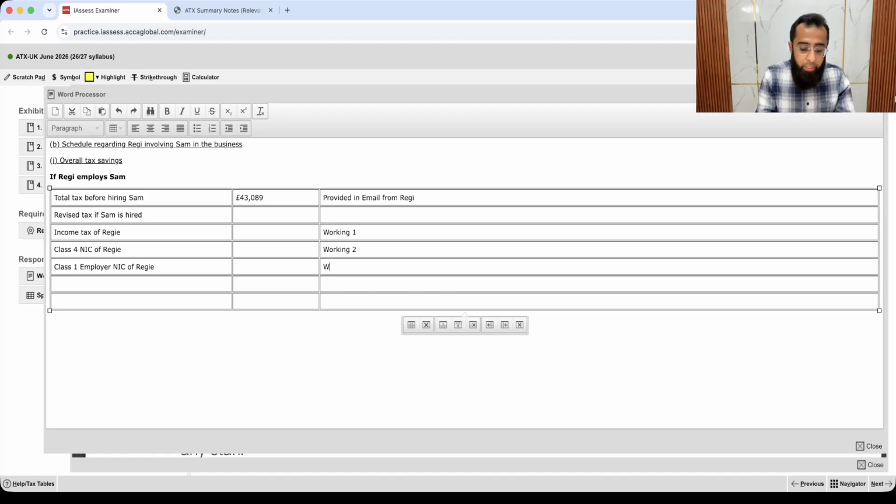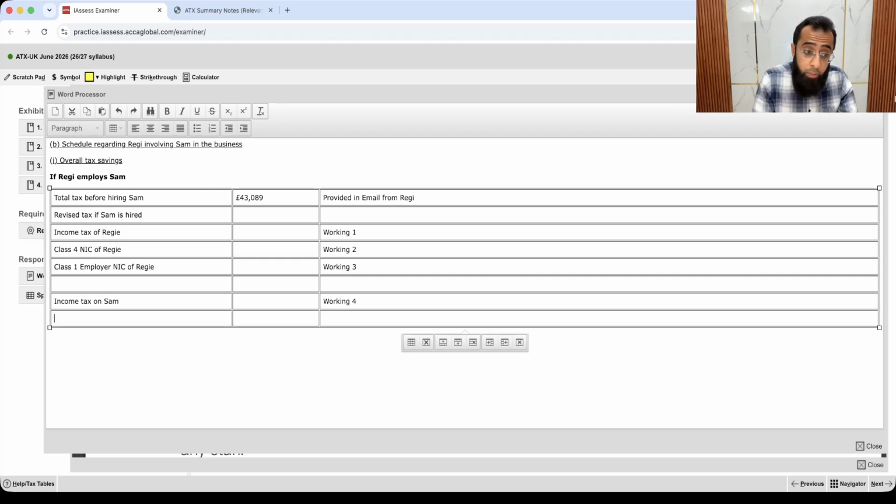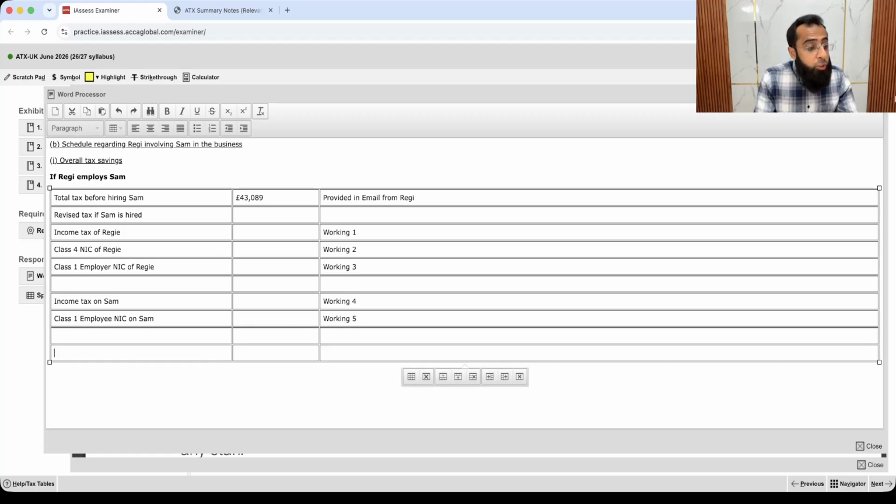When I hire an employee, there will be class 1 employer NIC also. And then there will be income tax on Sam also, because Sam will start receiving the salary. So there will be a working on that. And there will be class 1 employee NIC also on Sam. So these are the workings which we have to do. And then we will get the reduction in total tax if Sam is hired as an employee.